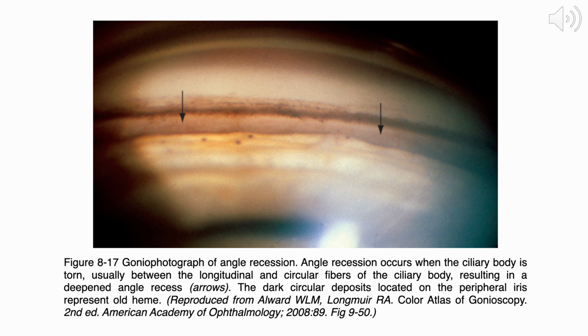This image shows a classic gonioscopic view of angle recession. Angle recession occurs when the ciliary body is torn, most often between the longitudinal and circular fibers of the ciliary muscle. This results in a deepened angle recess, highlighted here by the arrows. The dark circular deposits seen on the peripheral iris represent old hemorrhage, further supporting a history of trauma. This gonioscopic finding is a hallmark of traumatic angle recession glaucoma, where damage to the trabecular meshwork impairs aqueous outflow, eventually leading to elevated intraocular pressure.